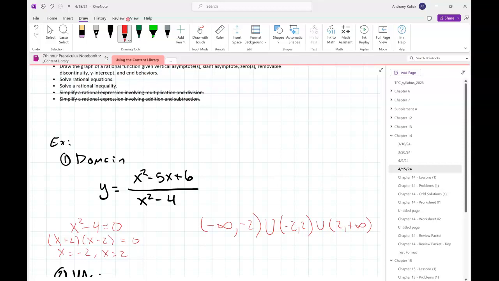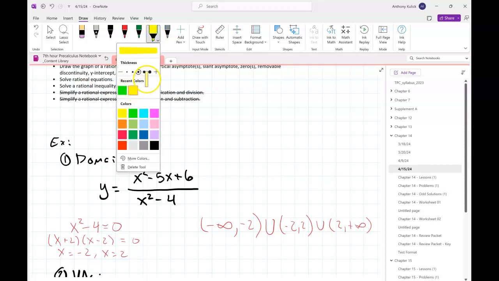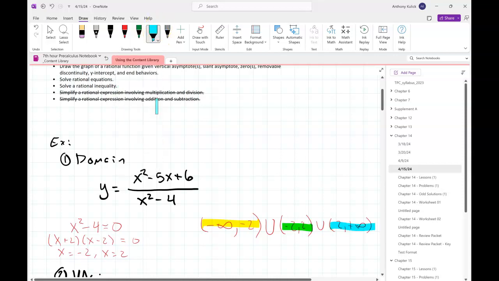So if we think about this, we have everything, right? The stuff that's less than negative 2 is here. The stuff in between negative 2 and 2 is there. And the stuff bigger than 2 is there. So we have everything except for those two numbers. Questions on how to do this?